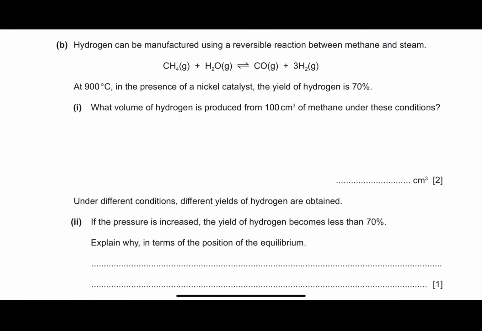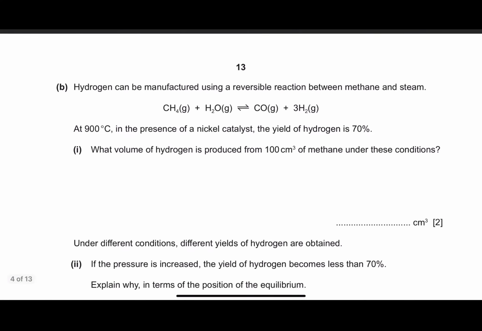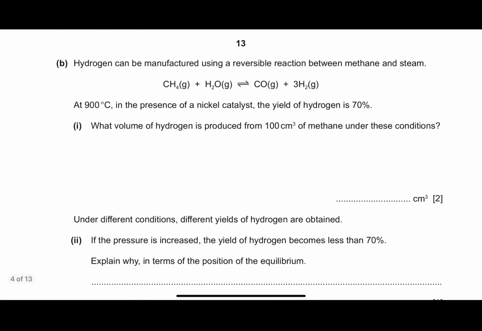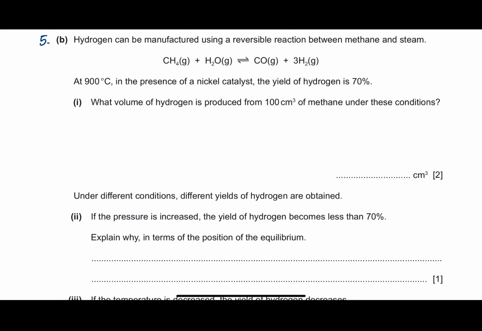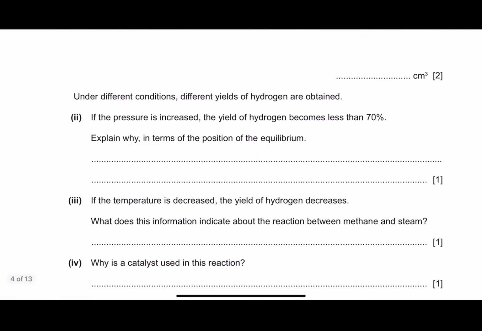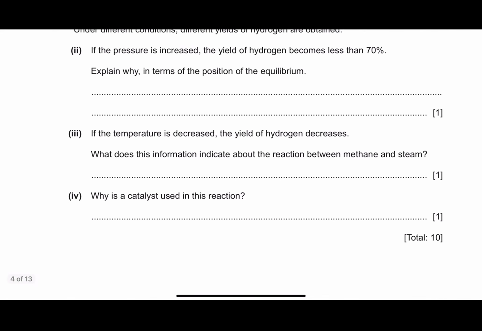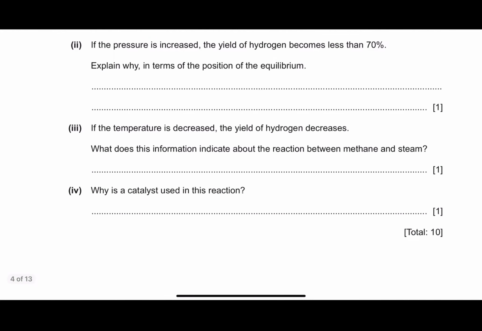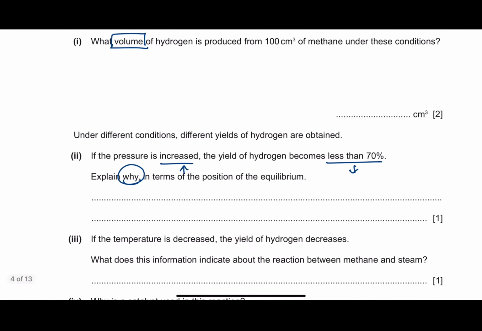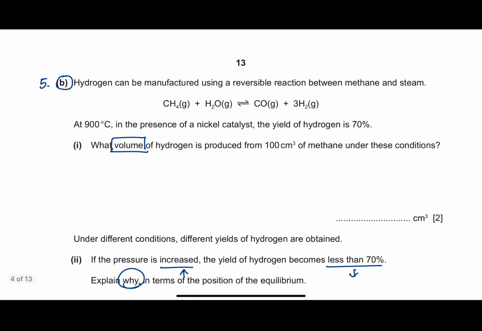This is a question from October-November 2017, question 5. B is asking you to deduce the volume of hydrogen, so we are going to skip that question for this chapter. Now moving on to question 2. If the pressure is increased, the yield of hydrogen becomes less than 70%. Explain why in terms of the position of equilibrium. Now this is exactly similar to the question that we did just now.